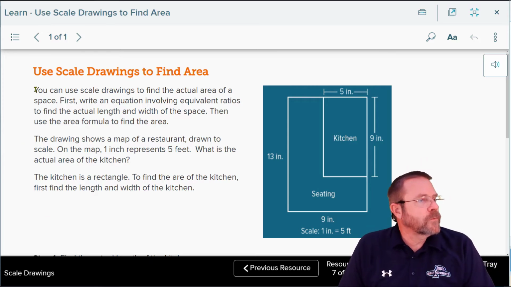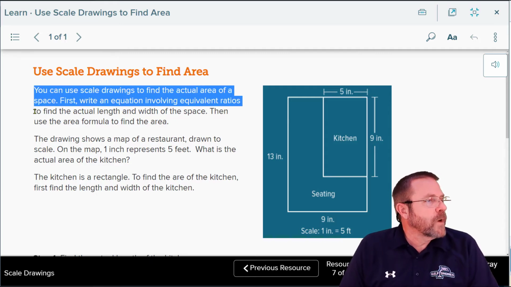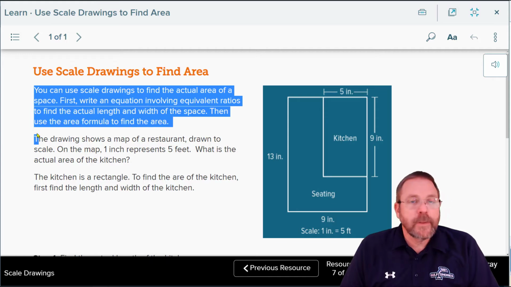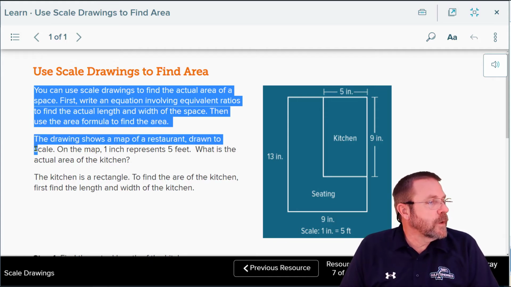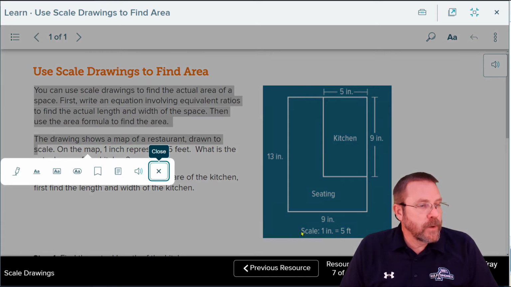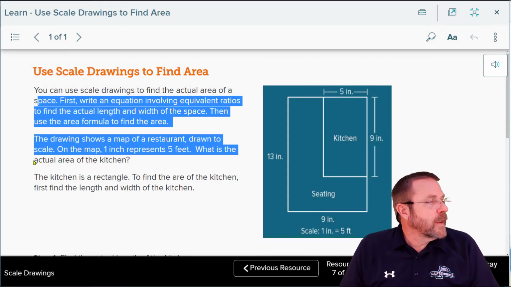You can use a scale drawing to find the actual area of a space. First, write an equation involving the equivalent ratios to find the actual length and width of the space, then use a formula to find the area. The drawing shows a map of restaurants drawn to scale. On the map, 1 inch represents 5 feet. And you can see that listed down here at the bottom. That's going to be our scale. What is the actual area of that kitchen going to be?